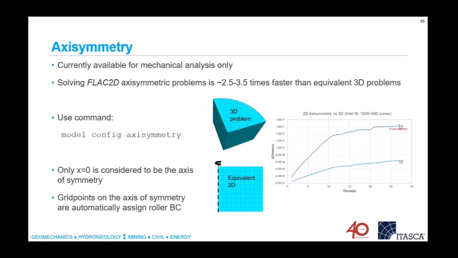And as I mentioned, axisymmetry runs about 2.5 to 3.5 times faster than equivalent 3D analysis. So here are some plots that confirm that. Just calculation time depending on the number of threads on the computer.